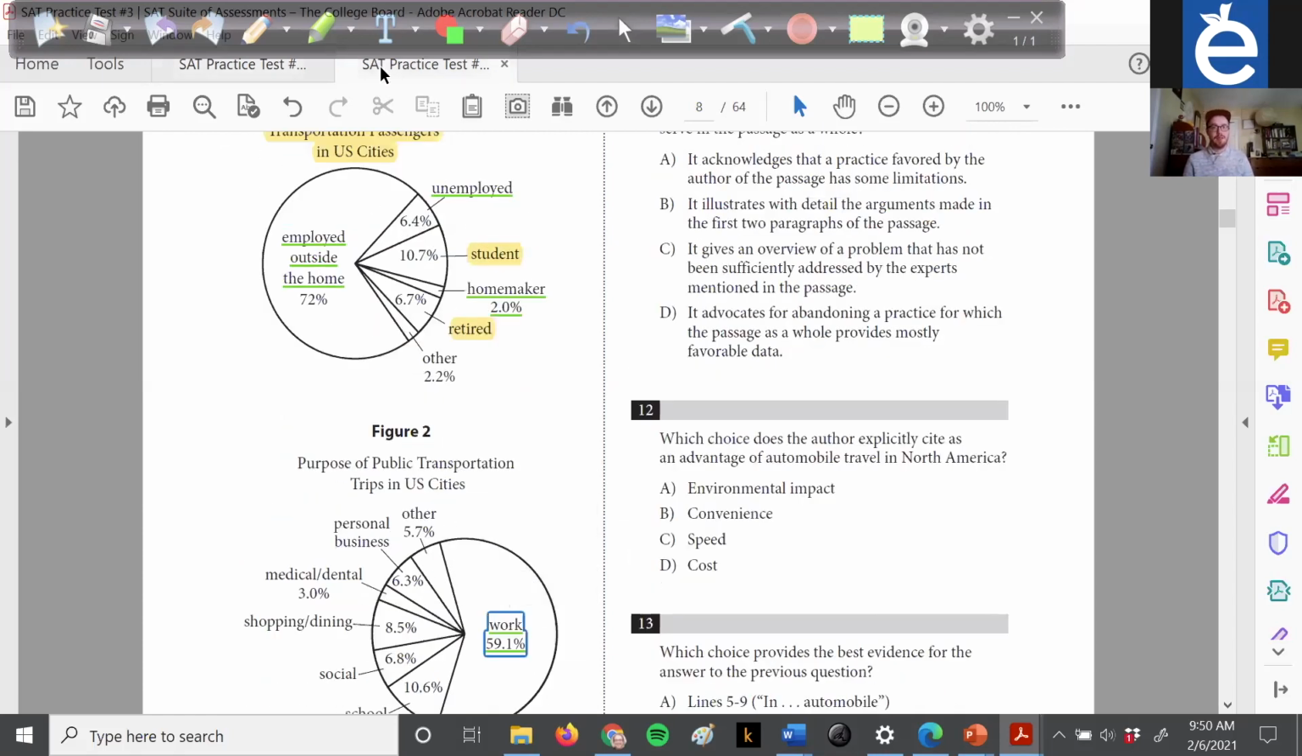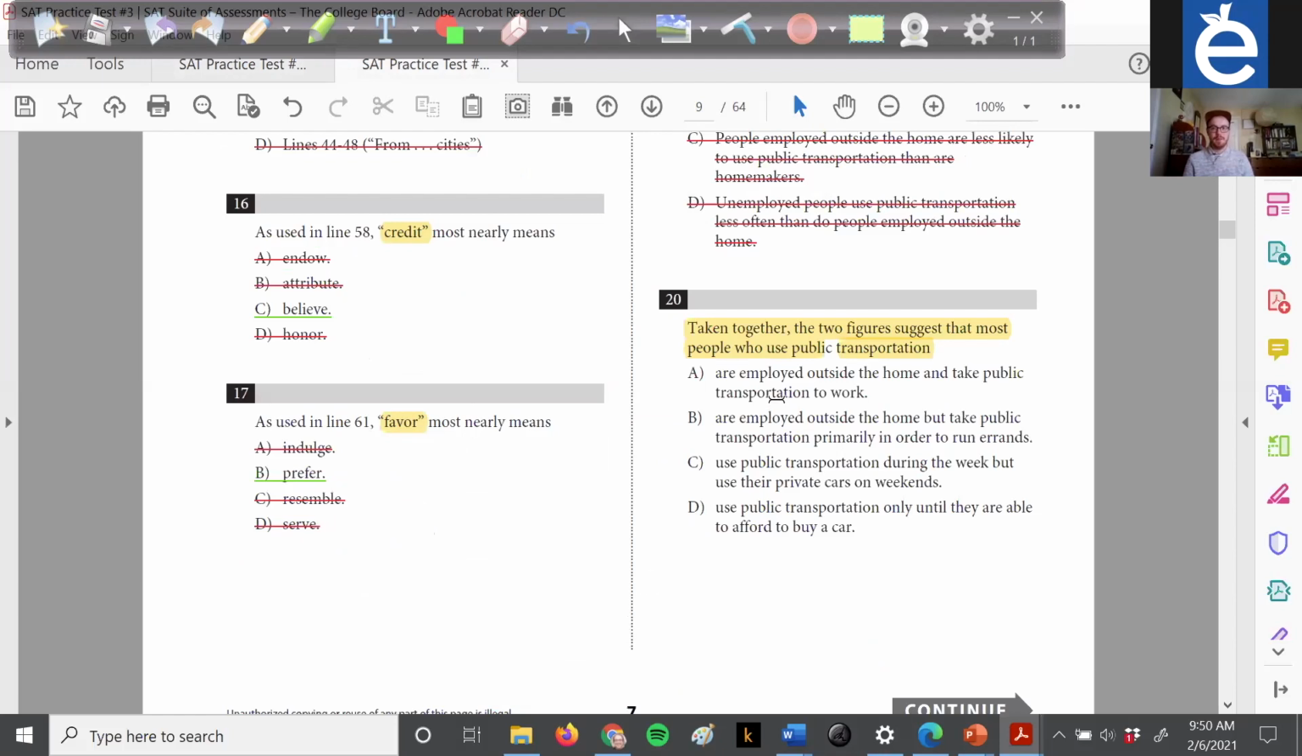Let's see if we have an answer that actually lines up with that. Oh, look at that. It's option A. I swear I didn't try that. Are employed outside the home and take public transportation to work. Yeah, that seems to be the one that lines up with both of them at once.